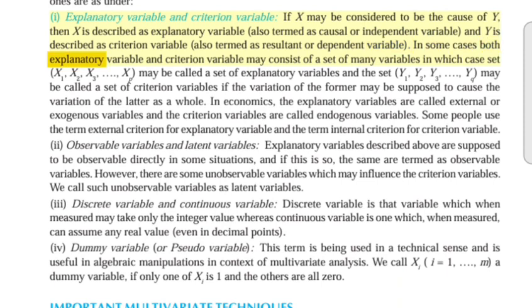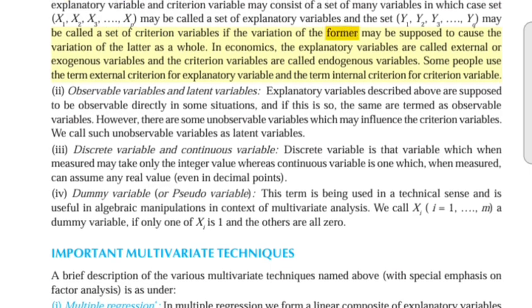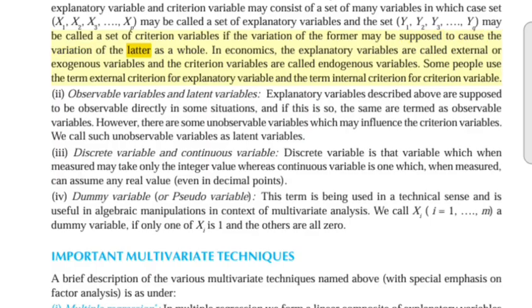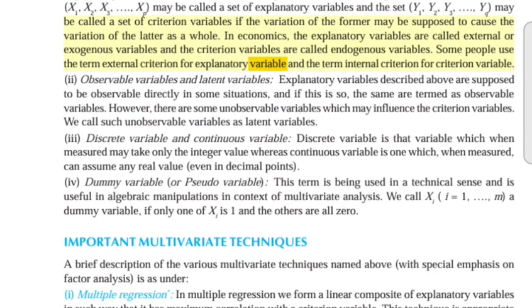In some cases, both explanatory variable and criterion variable may consist of a set of many variables, in which case the set x1, x2, x3, ..., xp may be called a set of explanatory variables, and the set y1, y2, y3, ..., yq may be called a set of criterion variables if the variation of the former may be supposed to cause the variation of the latter as a whole. In economics, the explanatory variables are called external or exogenous variables and the criterion variables are called endogenous variables. Some people use the term external criterion for explanatory variable and the term internal criterion for criterion variable.